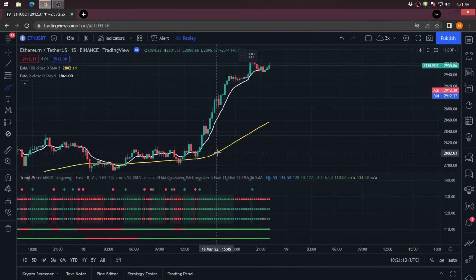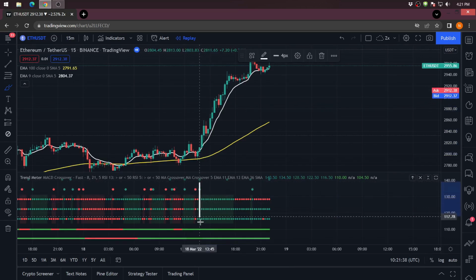So let's see how you can generate buy and sell signals with the two-indicator momentum combination. For a buy signal, if the price goes above the 100 EMA, at this time all the green dots and green lines match, that means it's a buy signal.